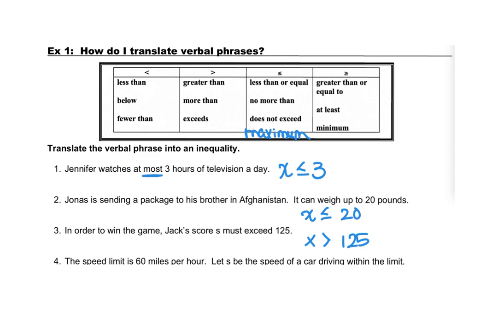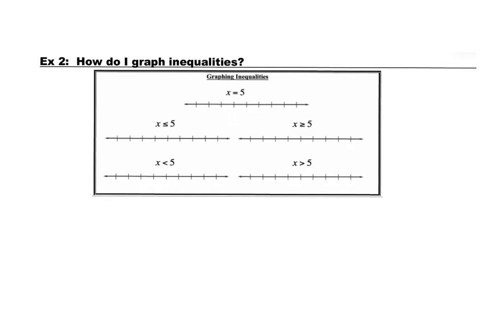And the last one here, it says the speed limit is 60 miles per hour. Let S be the speed of the car driving within the limit. So we've got the speed of our car, and if the limit is 60 miles an hour, you can drive 60 miles an hour, and you can drive less than that, but you cannot drive more than 60 miles per hour. Example 2, how do I graph inequalities?